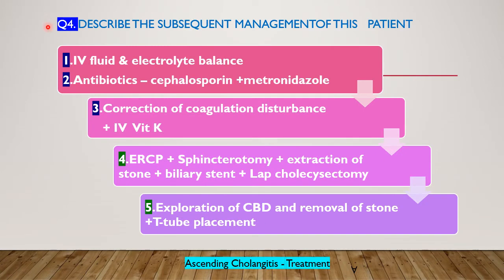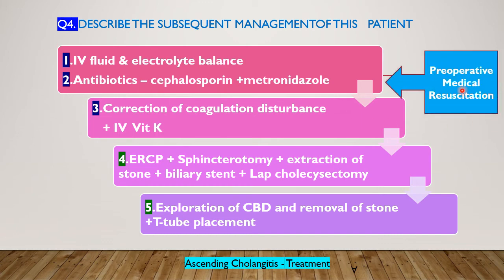Okay, the next question, question number 4, describe the subsequent management of this patient. Okay, with the diagnosis at hand, the first phase of the treatment is called the preoperative, which consists of medical resuscitation of the patient. This has got three main components of this phase. First is the IV fluid and electrolyte balance, which has to be corrected. Adequate fluids and electrolyte must be given to the patient before the op.